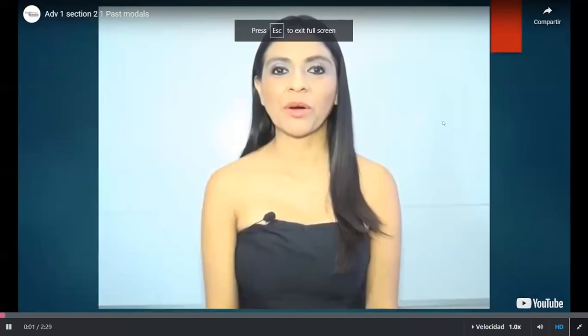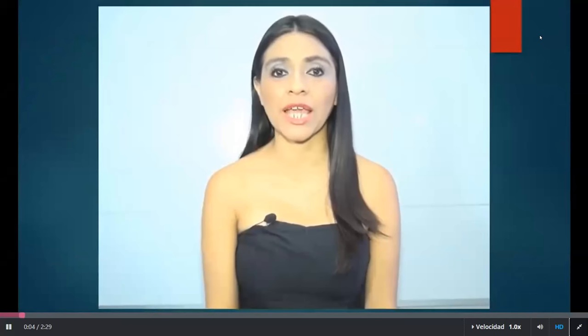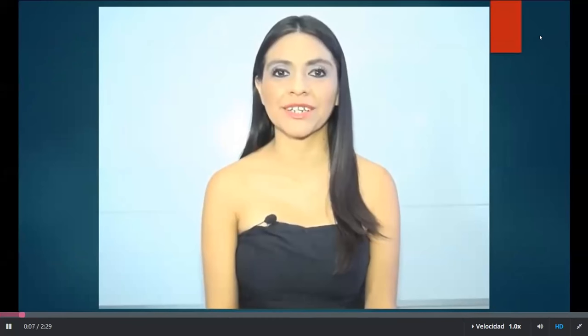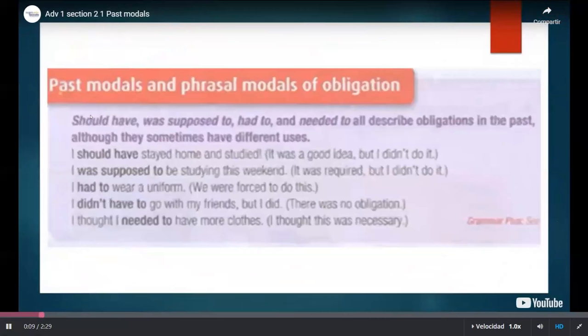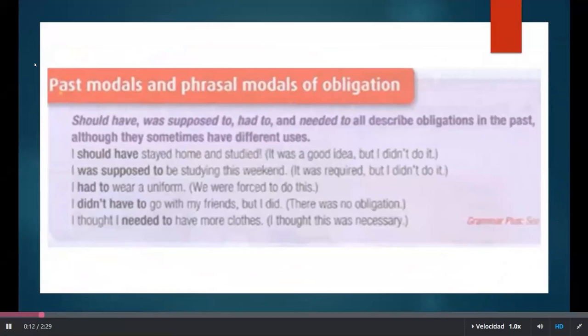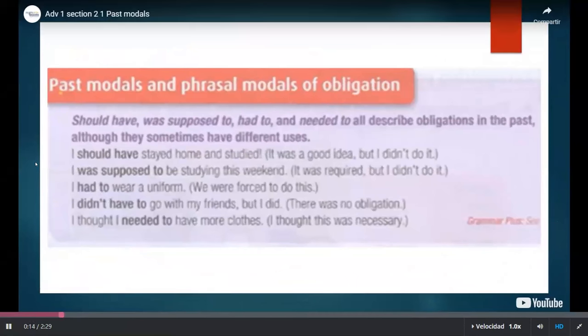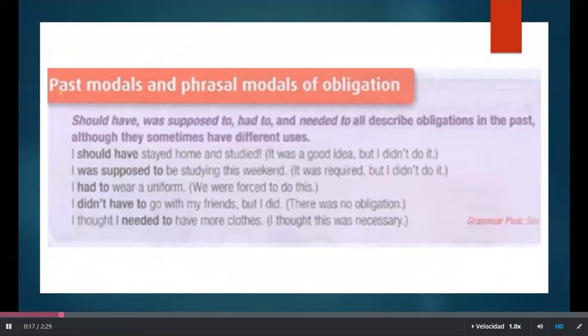Hi, we're about to study past modals and phrasal modals of obligation. Stay and watch the explanation. Past modals and phrasal modals of obligation. Should have, was supposed to, had to, and needed to all describe obligations in the past, although they sometimes have different uses. I should have stayed home and studied. It was a good idea, but I didn't do it. I was supposed to be studying this weekend. It was required, but I didn't do it.